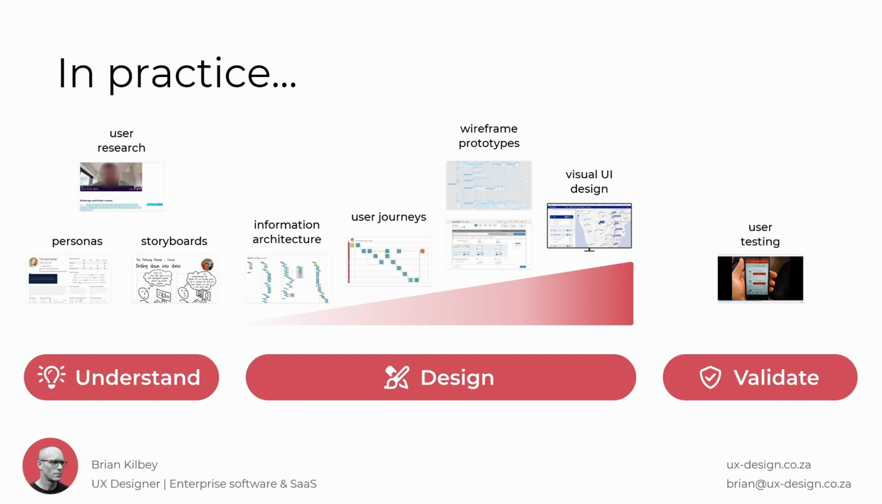And there are a whole lot of tools in my toolkit that I have to use within each of these phases. So when we're understanding, we've got user research and personas and storyboards, which storyboards already starts to creep into design. We're then looking at information architecture, user journeys, wireframe prototypes, and visual UI design or high fidelity design. And then when we're validating, mostly we're looking at user testing. And as I mentioned before, it's not a completely linear process, especially when it comes to the interplay between design and validate. But definitely we want to get as much understanding done before we even start to design. Okay, so that was a fairly palatable 10 minutes.